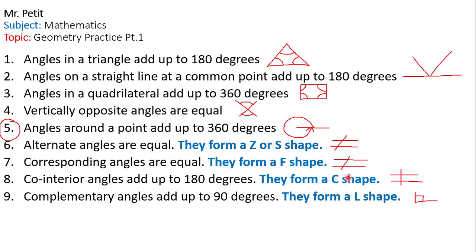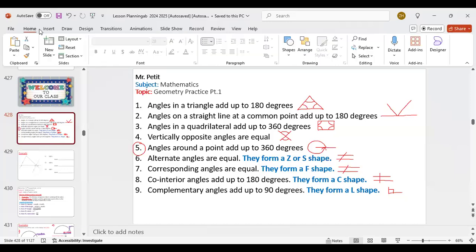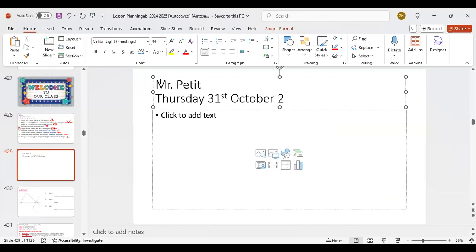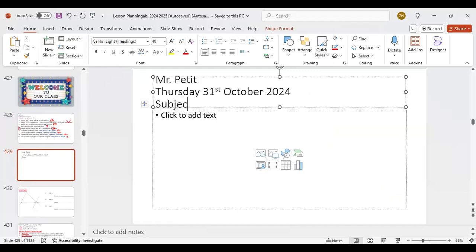So this is going to be geometry practice. Let's call this practice 4. So we had 4 days of this. My name is Mr. Petit. Today is Thursday, the 31st of October. I cannot believe it. Tomorrow would be the 1st of November. And that's a wrap, folks. 2024 is just about done.